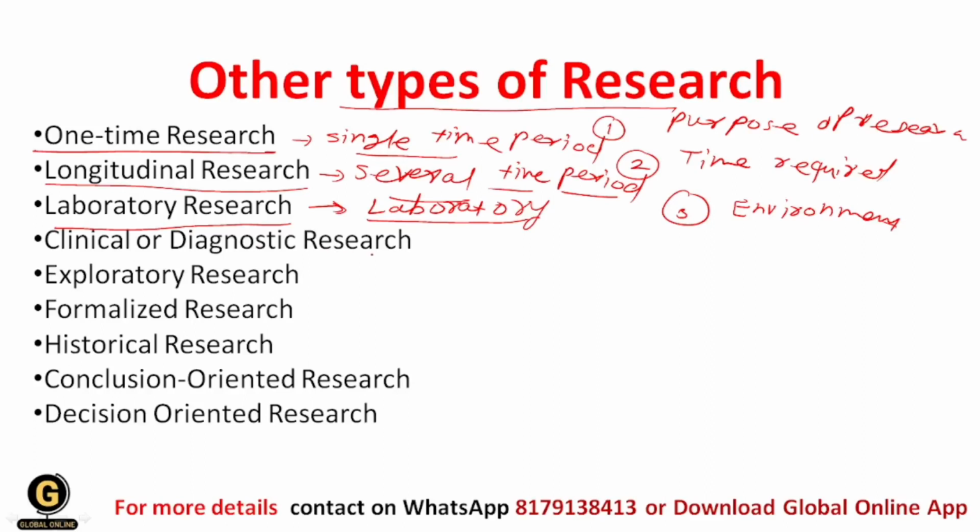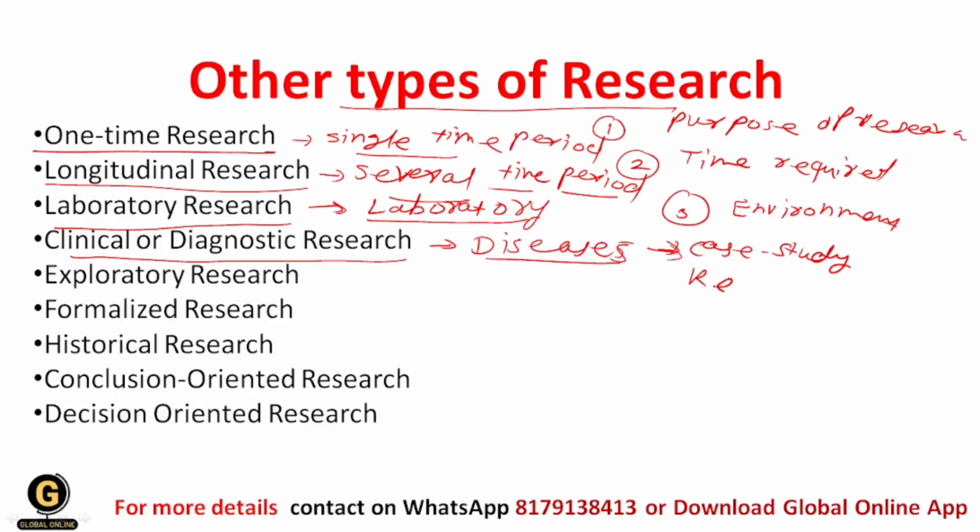Clinical or diagnostic type of research, as the name suggests, is related to diseases. As it is related to diseases, we do case studies of the people under the study. We diagnose a particular type of drug or the effects of those drugs on different people in the population, or we get to know the causes of the diseases of the people under the study, and that's why we reach the causes of diseases in this type of research.